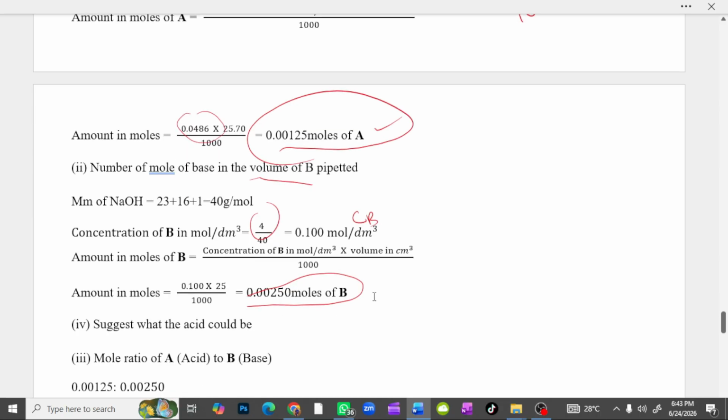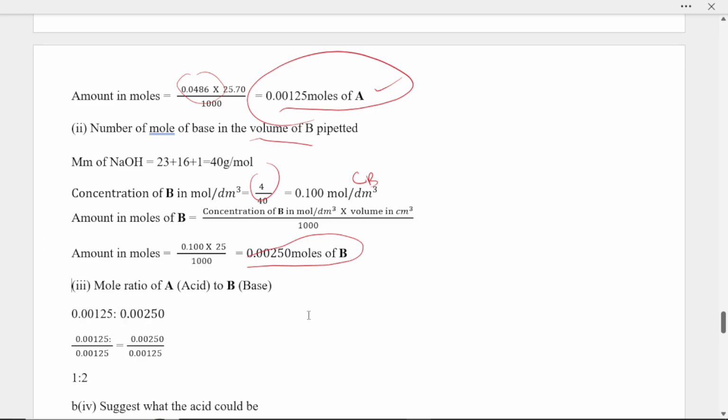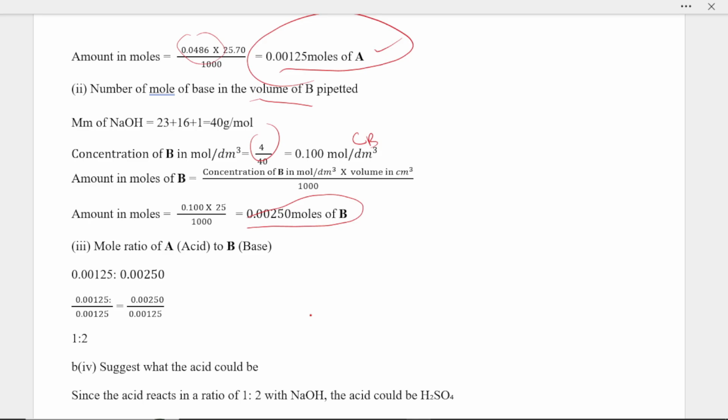So now, before we suggest what acid could be, you can actually calculate the mole ratio of acid to base. Our mole of acid is 0.00125. You can see there. While our mole of base is 0.0025. Now, how do you get the mole of acid to base? Just divide both sides by the smallest, which is 0.00125. Dividing 0.00125 by 0.00125, we have 1. Divide 0.0025 by 0.00125, we have 2. So the mole ratio of acid to base is 1:2. You can see that it's making more sense now.